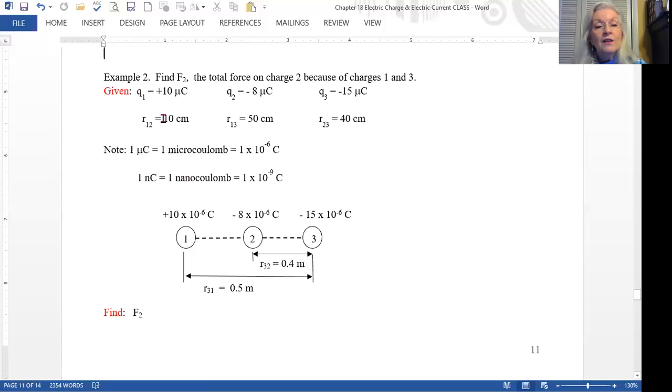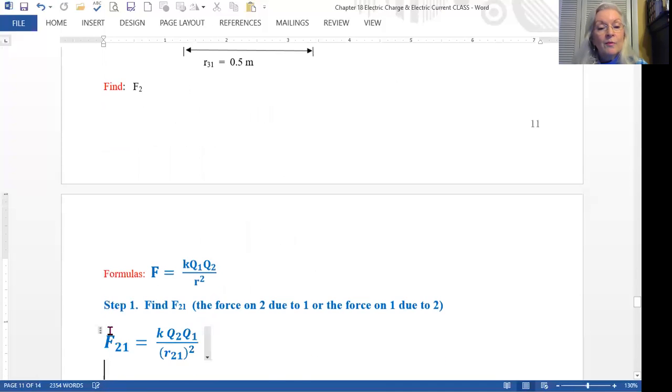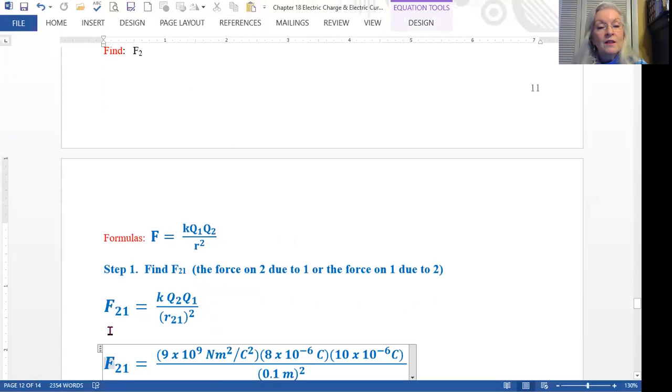You'll see I left out a number from my picture. I should have included that R12 is 10 centimeters, which would be 0.1 meters. I should have put that right here in the picture, and I didn't. You can insert it if you want to, because we need all our distances measured with respect to charge 2. So we're trying to find F2, the force on charge 2 because of charges 1 and 3. So the first step, and we have our formula, we know it's K Q1 Q2 over R squared gives us the force.